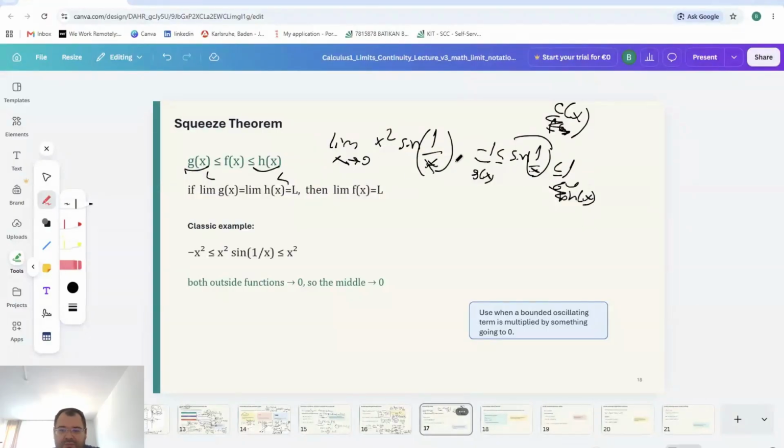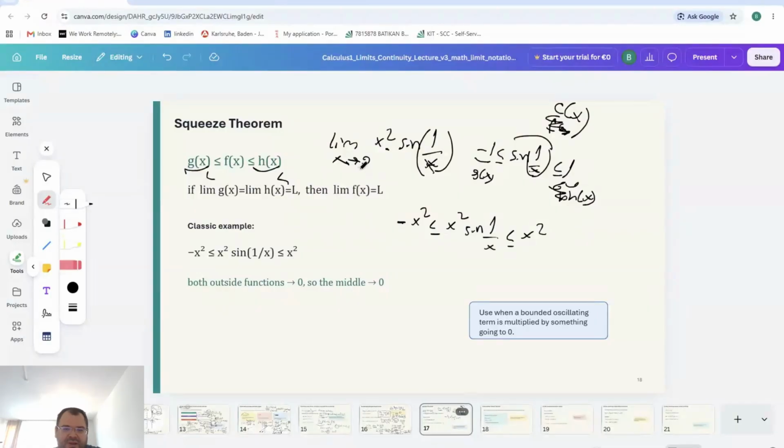But we are looking for when x goes to 0, x squared times sine of 1 over x. So we have sine of 1 over x here, and we need to multiply all sides with x squared: minus x squared is smaller than or equal to x squared sine of 1 over x, which is smaller than or equal to x squared.